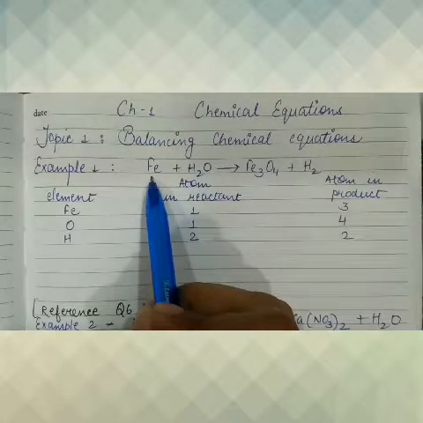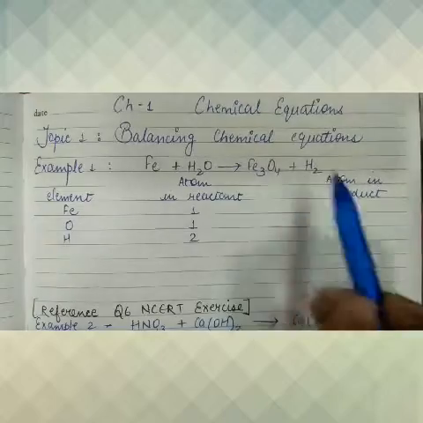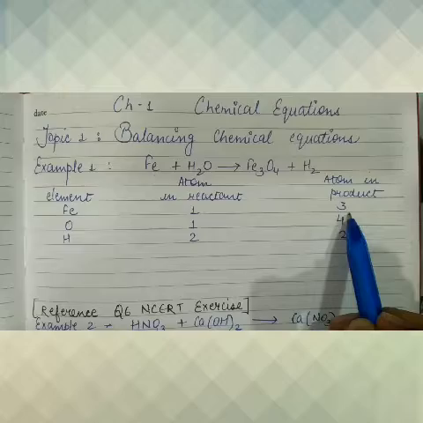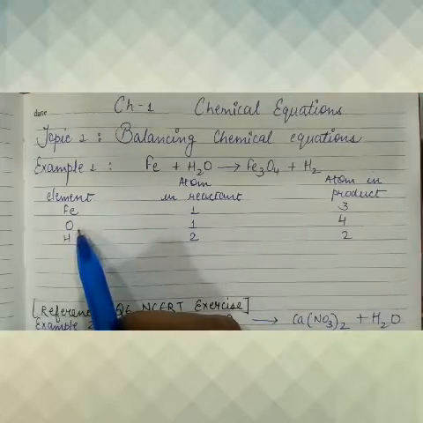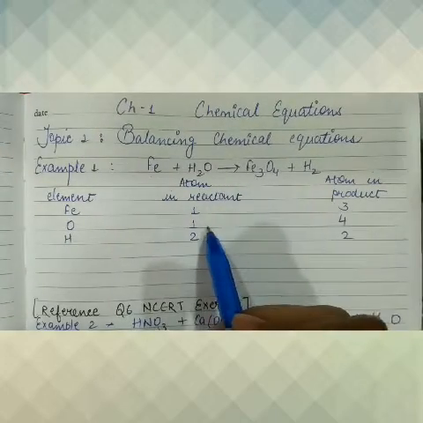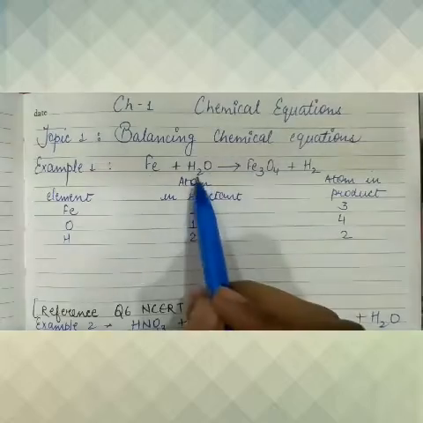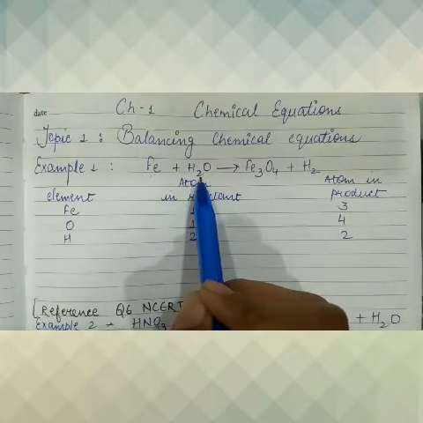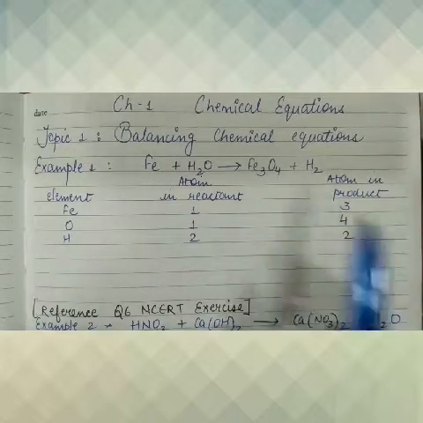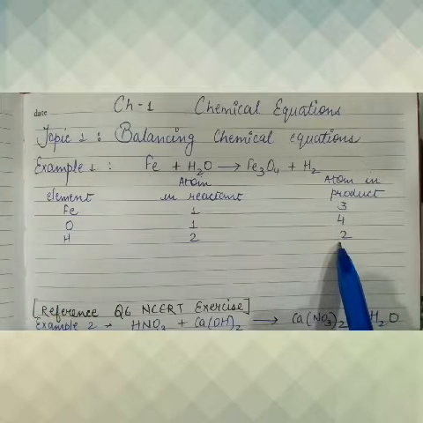In the reactant, the number of atoms of iron is 1. So I have written here 1. In the product, Fe has 3 atoms. So in the product, I have written 3. Next, in the case of oxygen, the number of atoms in the reactant is 1 and the number of atoms in the product is 4. Hydrogen, the number of atoms in the reactant is 2 and in the product also it is 2. So 1, 3, 1, 4, 2, 2. Hydrogen is also already balanced.